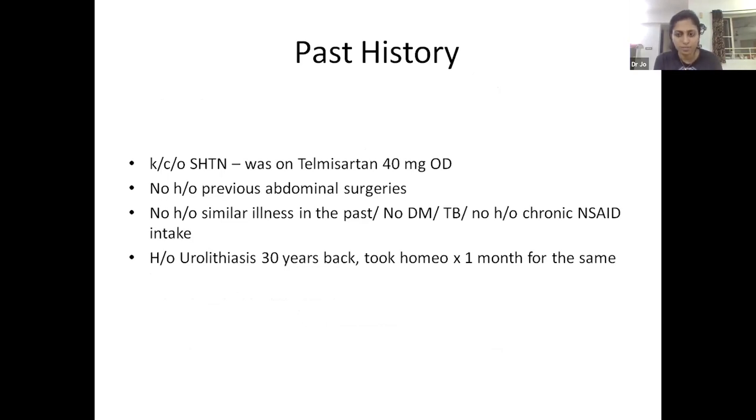Past history. Known case of hypertension, was on tablet telmisartan 40 mg once daily. No history of previous abdominal surgeries. No history of similar illness in the past. Not a diabetic. No tuberculosis. No history of chronic NSAID intake. He had a history of kidney stones 30 years back. Took homeo medication for 1 month for the same.